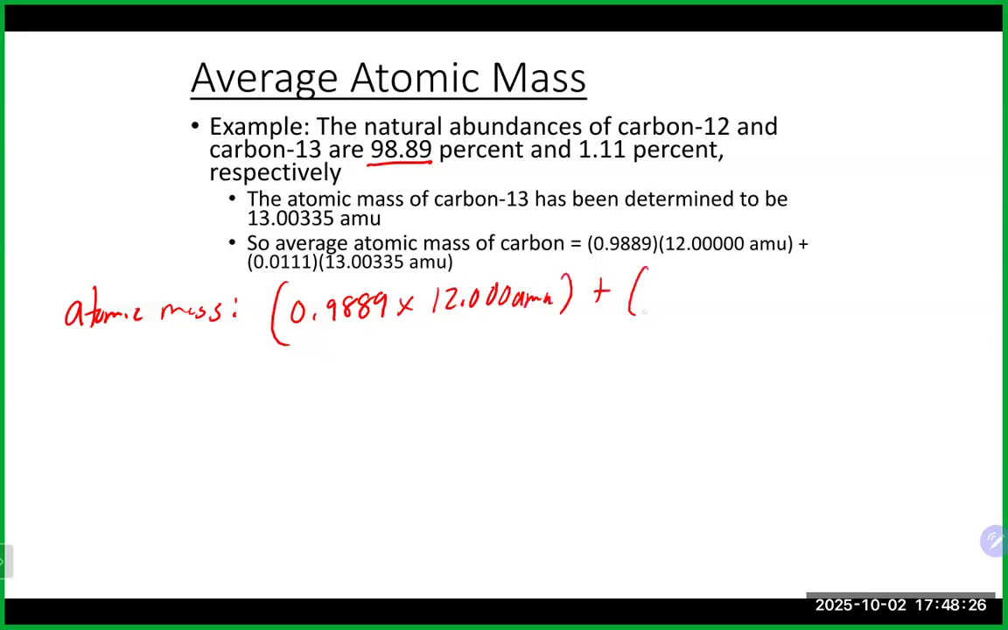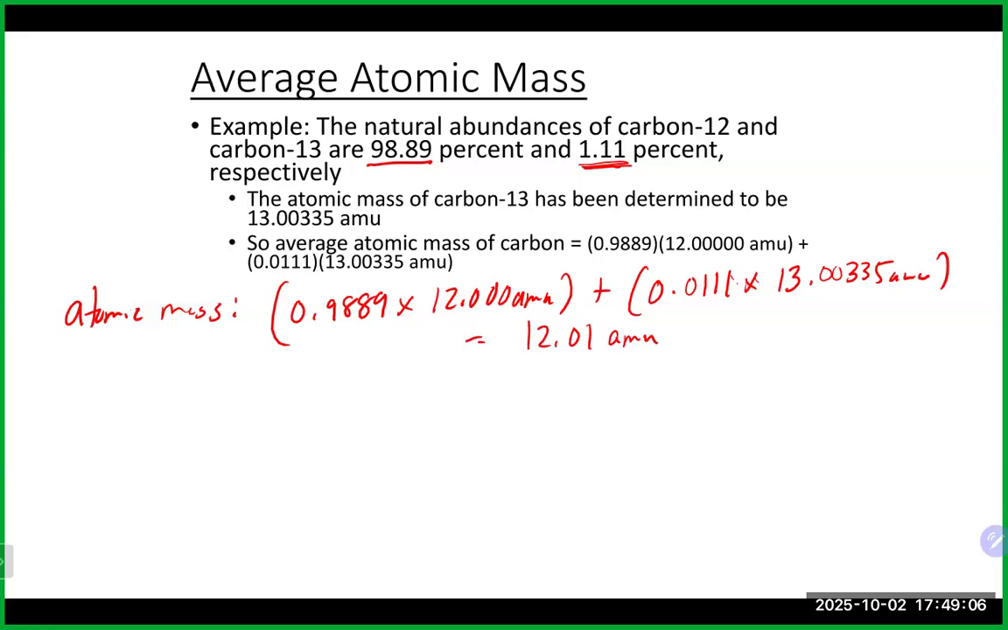We will add it, again, converting this percentage into a decimal, divide by 100, or move the decimal point 2 places to the left. We'll times it by the atomic mass of the carbon-13 isotope, which is 13.00335 AMU. And when we add that all together, that is where we're going to get our value that we actually see on the periodic table there, which is our 12.01, which we should relatively get there. And we'll end up with 12.01 AMU.